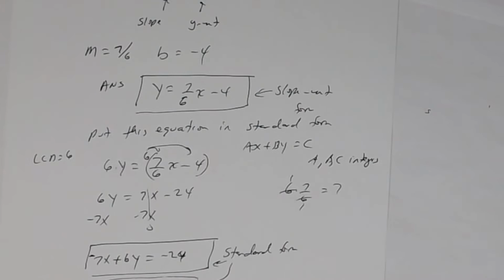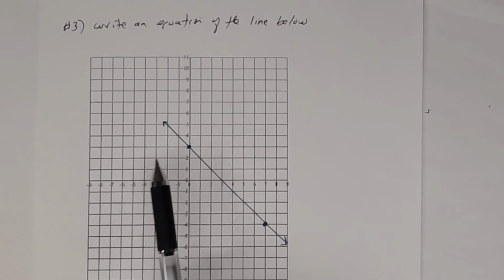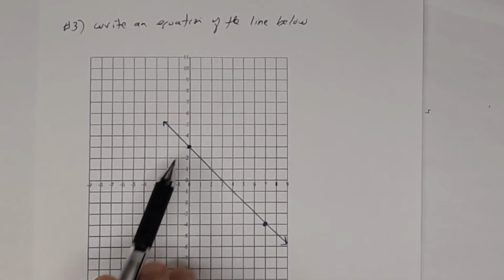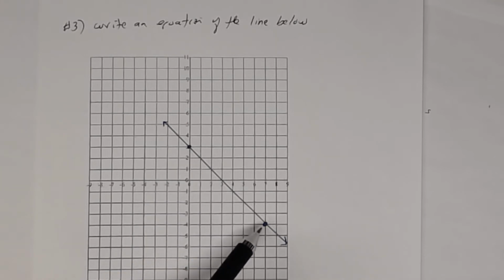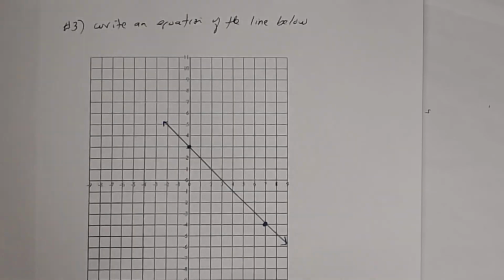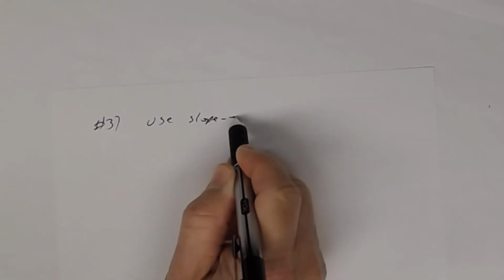So here's number 3. All right, number 3, you're given this line. Again, notice you're given the y-intercept. That's where the graph crosses the y-axis. And you're given another point of that line. So if I want to write the equation of this line, I can easily do that because I know the y-intercept, so I can use slope-intercept form.